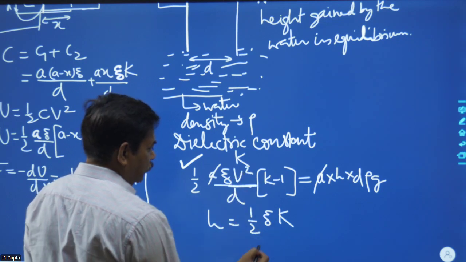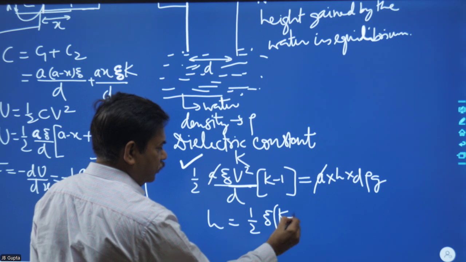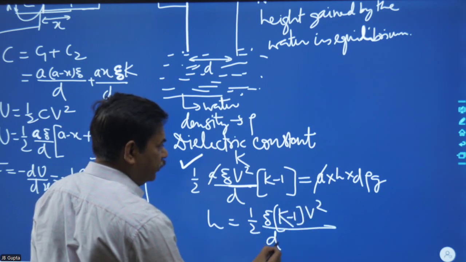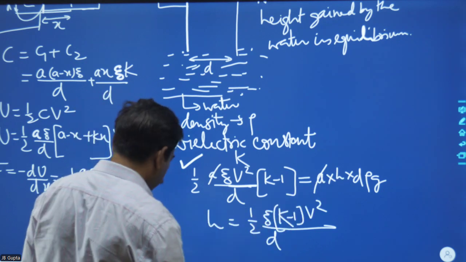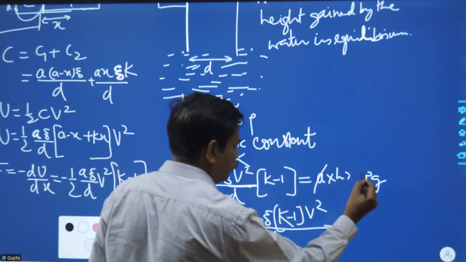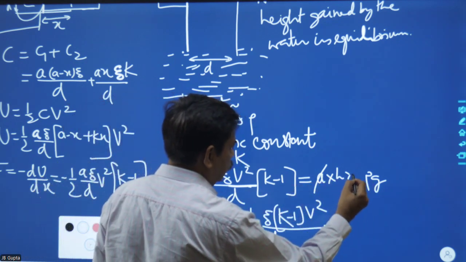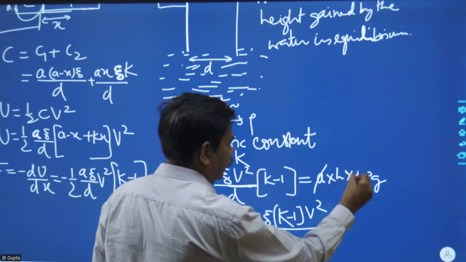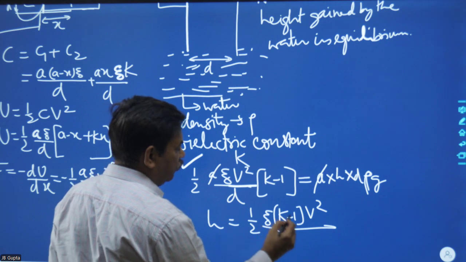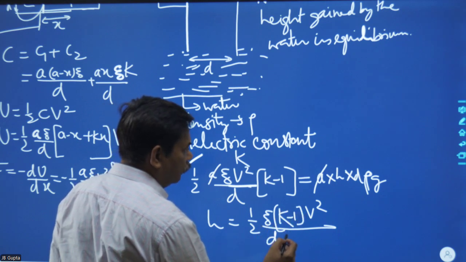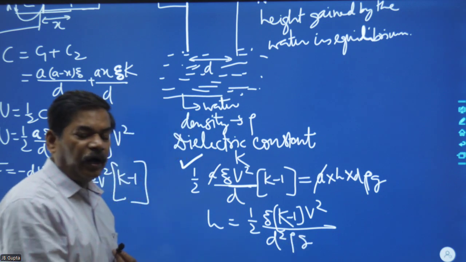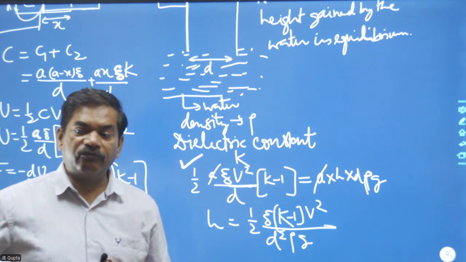So this will be half epsilon naught into (K minus 1) into V squared divided by d, and there is the density rho. It was d into rho into g. So h is equal to half epsilon naught into (K minus 1) into V squared upon d squared into rho into g. This is the height in equilibrium that the water column will gain.